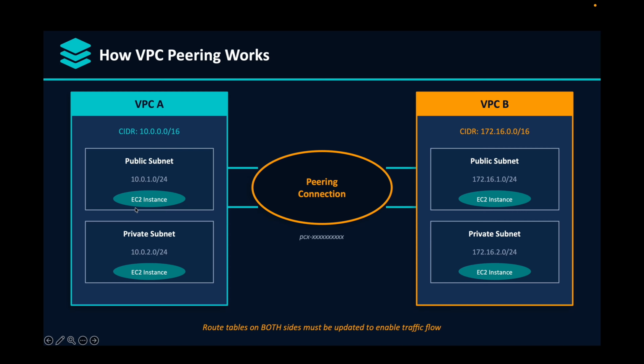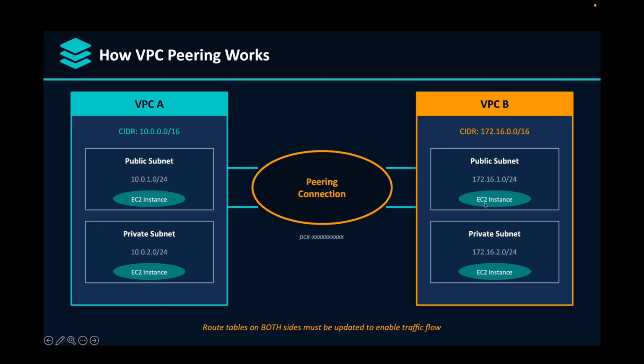So here's what happens when EC2 in VPC A wants to talk to EC2 in VPC B. EC2 in VPC A sends a packet destined for 172.16 with some random IP. The route table in VPC A says the destination 172.16.0.0/16 goes through the peering connection with that pcx ID. The packet travels through the AWS backbone to VPC B. The VPC B route table says 10.0.0.0/16 goes to VPC A via the peering connection, and then it's accepted. The packet reaches the destination instance in VPC B.